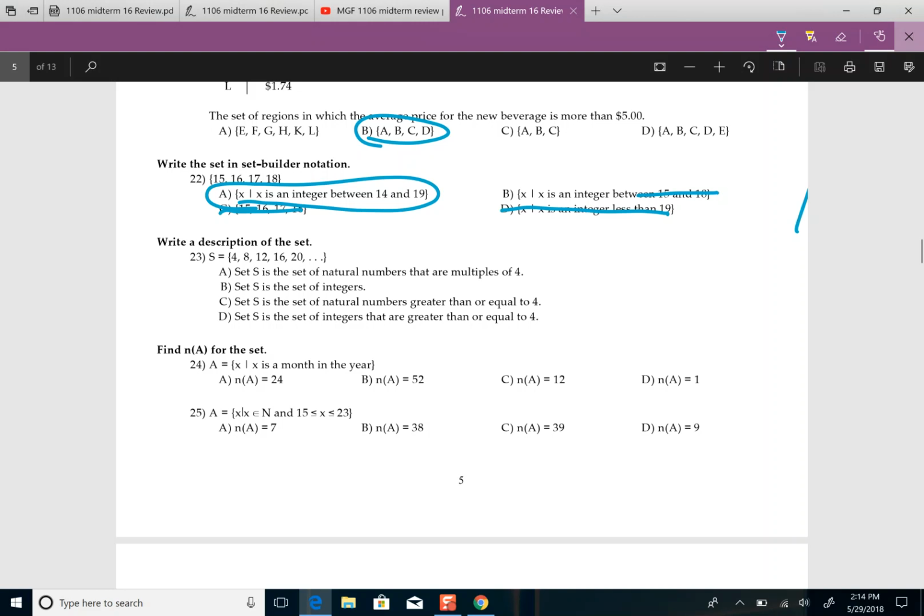That sounds pretty good. B says it's the set of integers. No way, because it's only multiples of 4. C says set S is the set of natural numbers greater than or equal to 4, but that doesn't show the multiple part. Greater than or equal to 4 would be 4, 5, 6, 7, 8, so we don't want to say that one. And D, the set of integers that are greater than or equal to 4, that one doesn't make any sense either. So I can see this first choice, A, where it says the word multiples, is the right choice for us.